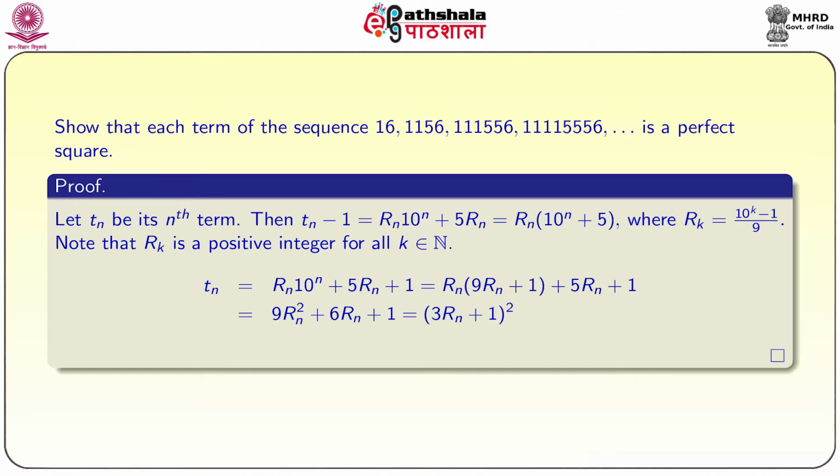Okay. So, now if you simplify it, it becomes 9 r n square plus 6 r n plus 1, which is equal to 3 r n plus 1 whole square. So, each term here is a perfect square.